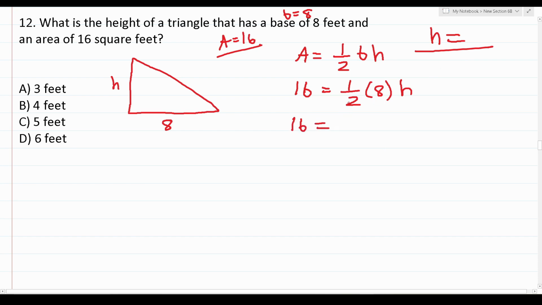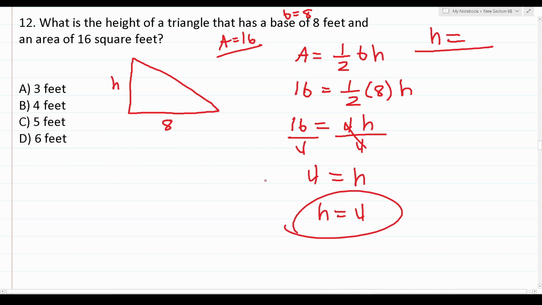This becomes 16. What's 1/2 times 8? 1/2 times 8 is 4. So 16 equals 4h. Let's divide both sides by 4 now. This crosses out, leaving you with h over here. 16 divided by 4 is 4, so we can see h equals 4. All right, that's all there is to this one. Again, you just had to know the formula to find the area of a triangle and go from there. Pretty simple problem.